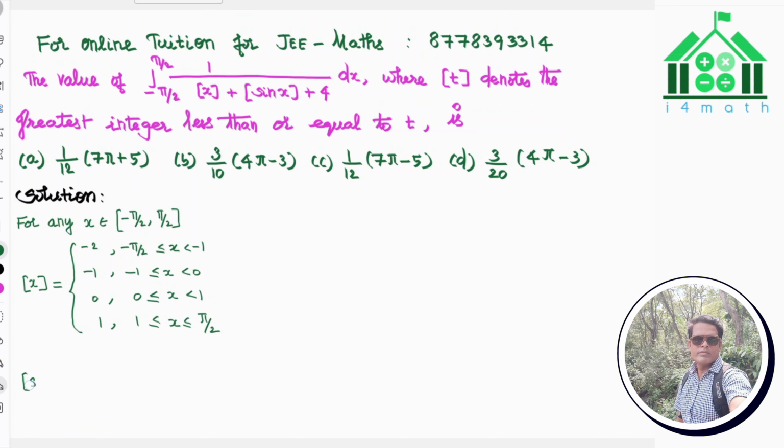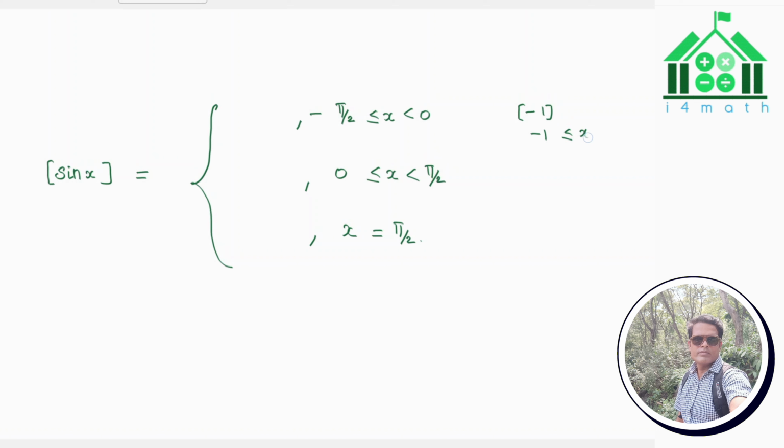Next, let us define the greatest integer function of sin x. Let us see the greatest integer function of sin x elaborately. So, in the first interval minus pi by 2 to 0, the smallest value is minus pi by 2. So the greatest integer function of sin of minus pi by 2, which is minus 1, is minus 1. So the answer is minus 1.